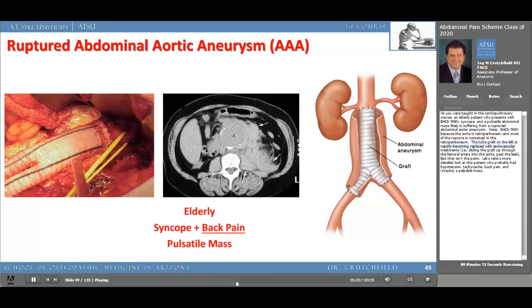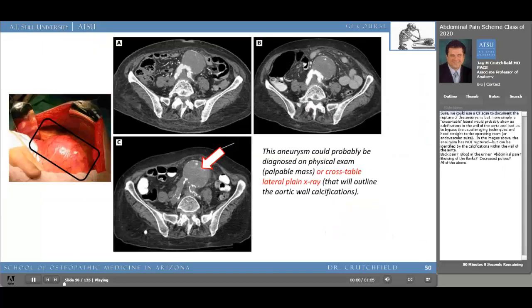So here's a good example of a patient who presents to the emergency room, who's relatively thin, and we should be able to palpate an abdominal mass. Let's say, for example, this is an elderly patient who presents with back pain and syncope, but let's say we can't palpate the abdominal mass. The quickest way is to use a cross-table lateral plane x-ray. It is exactly what it sounds. An x-ray taken across the patient's abdomen.